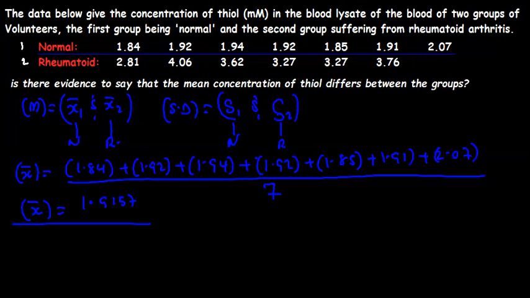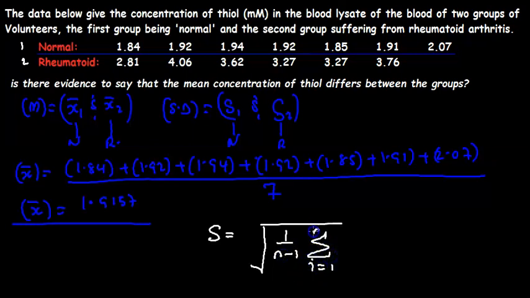But before then, what is the formula for finding the standard deviation? The formula for finding standard deviation is simply going to be the square root of 1 divided by n minus 1, times the summation of i equals 1 to n of (xi minus x bar) to the power of 2. In this case, notice that this is the mean sample.